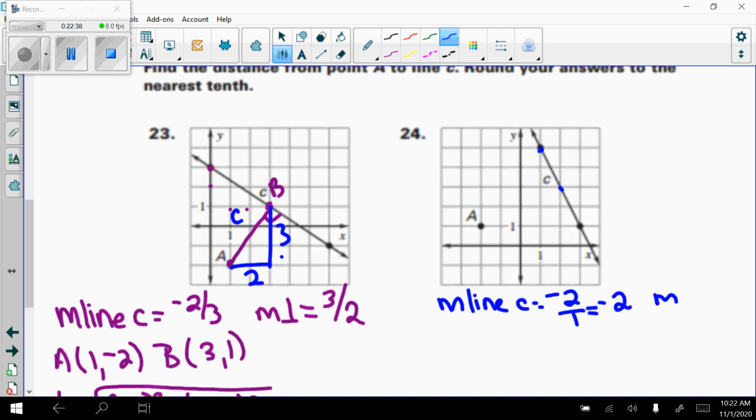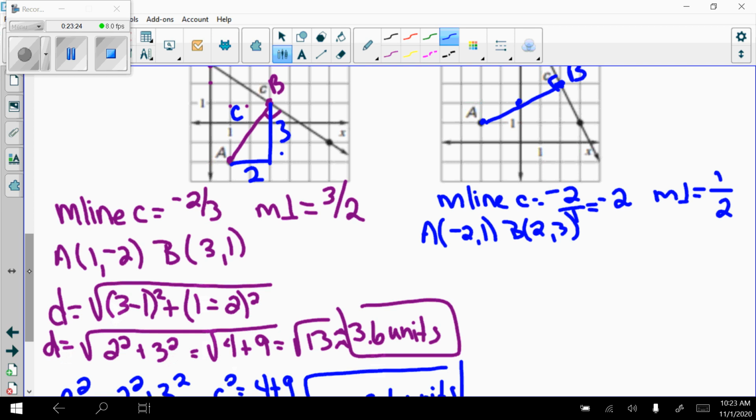So my perpendicular slope, change the sign, so it's going to be positive, and I flip it. So if I flip 2, I get 1/2. So from point A, we're going to do the slope up 1 over 2, up 1 over 2. I have not hit line C yet, so go up 1 over 2 again. So there, and then draw that perpendicular. I can label that point B. Again, I will do this one both ways for you. So point A is at negative 2, 1. Point B at 2, 3.